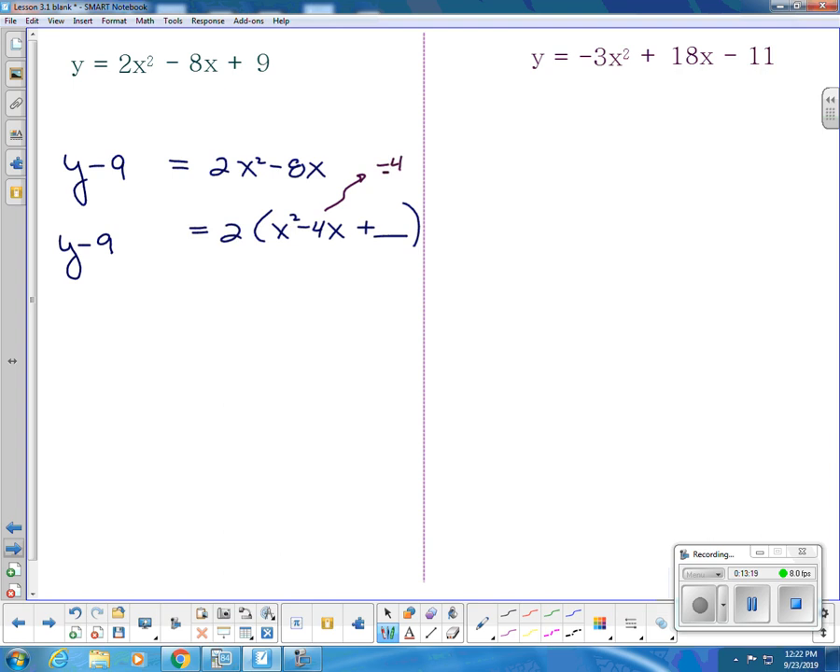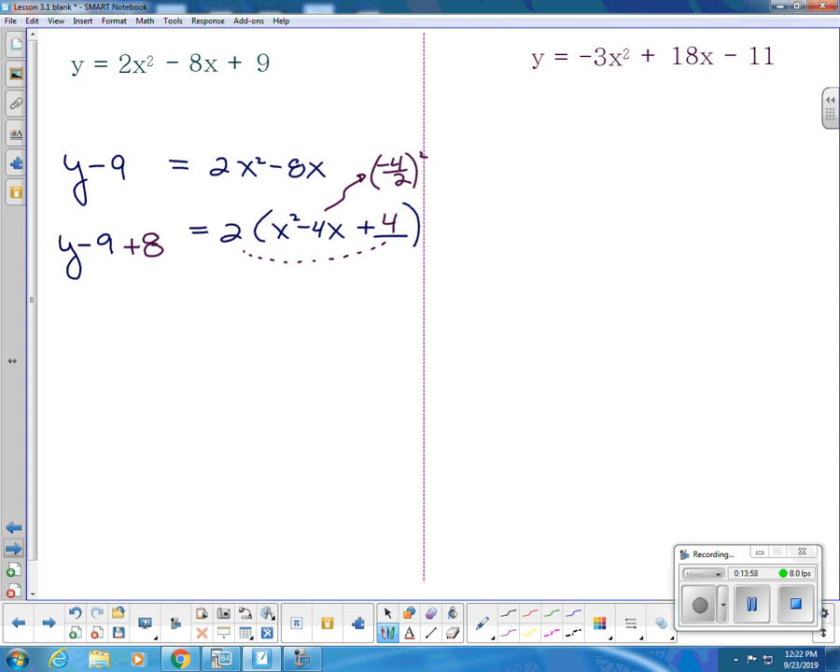So take your B value, divide it by 2, and square it. What would I add to that parenthesis? 4. See that? Half of negative 4 is negative 2, squared is 4. What am I going to add to the left? So we added 4 in the parentheses. What is the parentheses getting multiplied by? 2. So on this side, to keep it really balanced, you have to add the 8. You've got to multiply that 2 back through. So that's a little thing people forget to do.